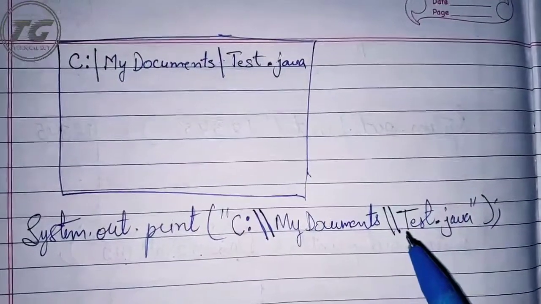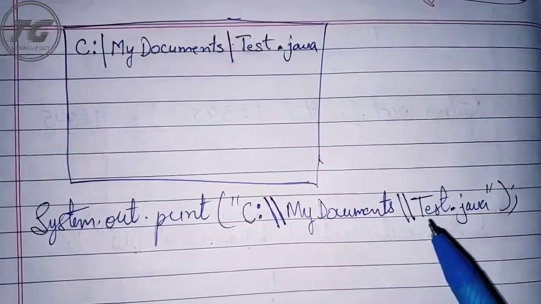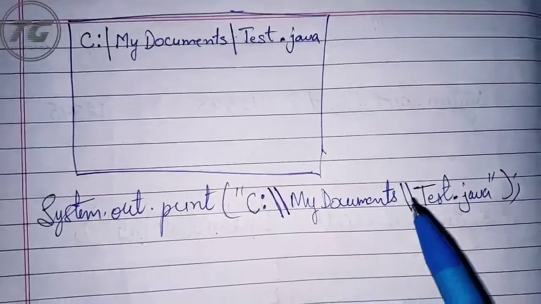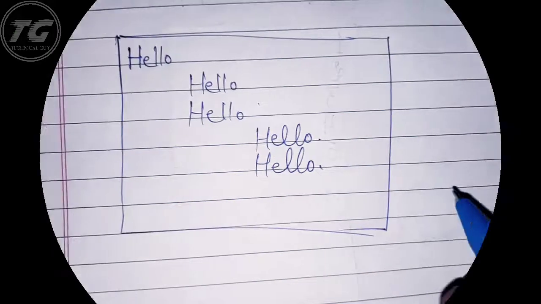Some characters in Java, like double quote, single quote, backslash, new line, form feed and tab space, can be printed only with the help of escape sequences.